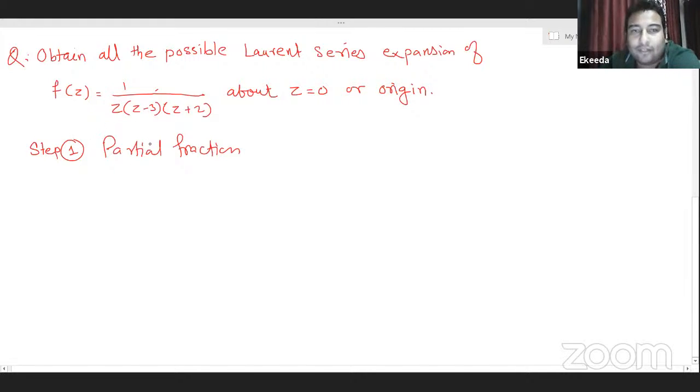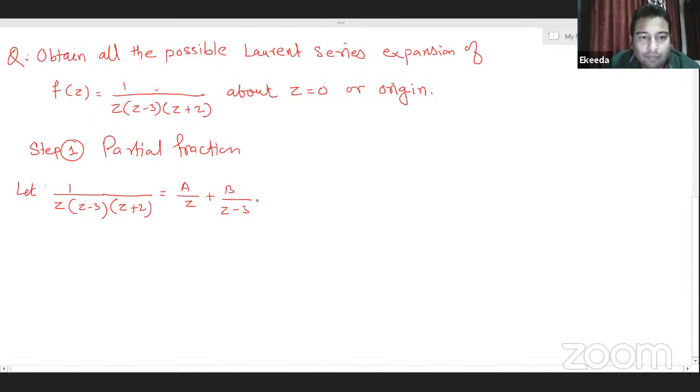The first is partial fraction. So we need to write it down. The first step is fixed, it is partial fraction. And what is the purpose of partial fraction? The purpose of partial fraction is that we always need to convert these factors which are in multiplication in the denominator, see here, z, z minus 3, z plus 2, all these factors are in multiplication, into plus or minus. So the first step is fixed. Let 1 upon z(z - 3)(z + 2), in all the problems of Laurent series, the first step is a partial fraction, equal to A upon z, B upon z minus 3, and C upon z plus 2. This is not related to Laurent series. This is your basic partial fraction.